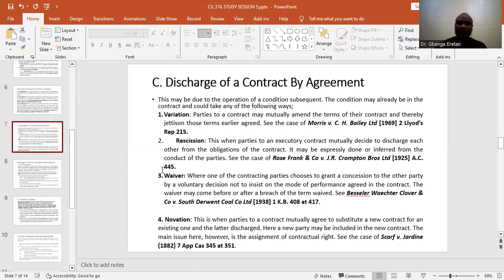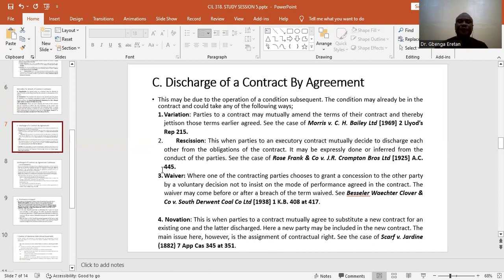Number one, variation. Variation arises when the parties in a contract come together and mutually amend the terms of their contract. That is, all the parties in the contract come together and amend the terms to enable them to perform their responsibility and ensure that the contract is performed and discharged. We refer to it as a variation based on agreement.